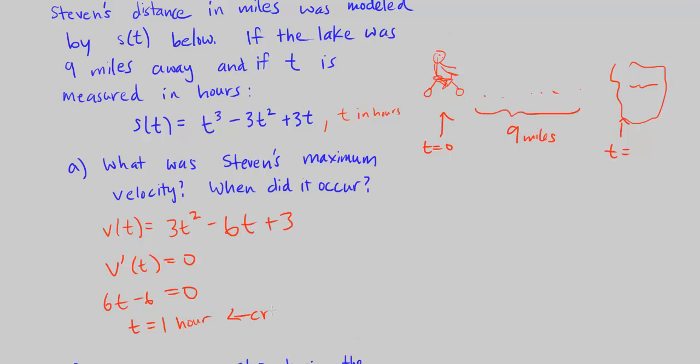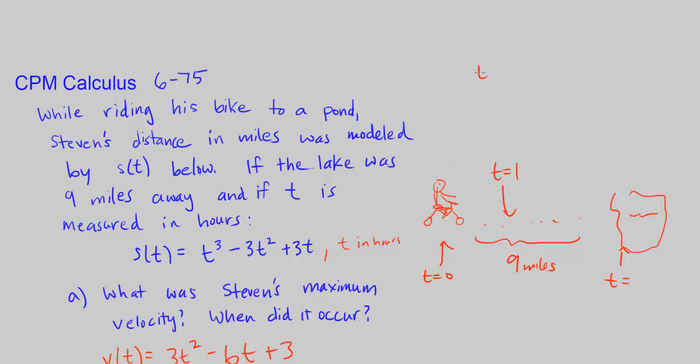Remember, this is our critical point. We only have one critical point, but we also have to check our endpoints. So we know somewhere around t equal to 1, there could be a maximum velocity. His beginning time might be a maximum, and his end time. Well, how do we find his end time? We know that this is his distance, so let's go ahead and find the endpoints.